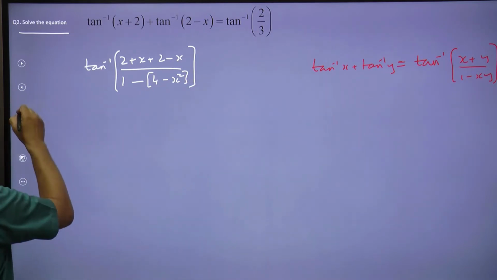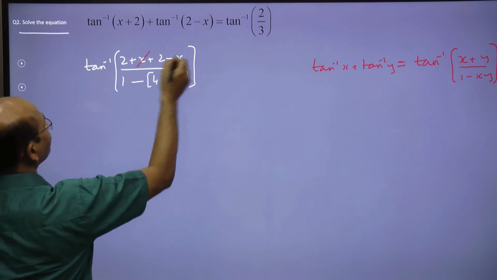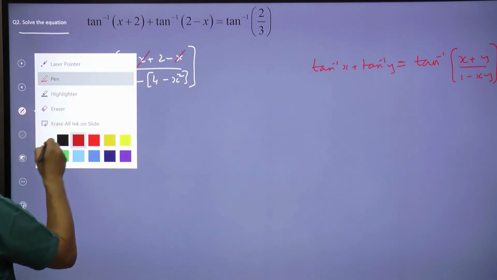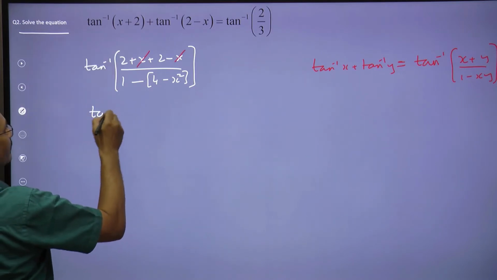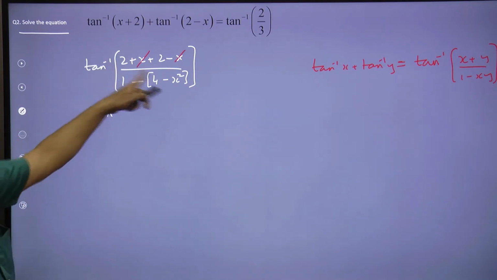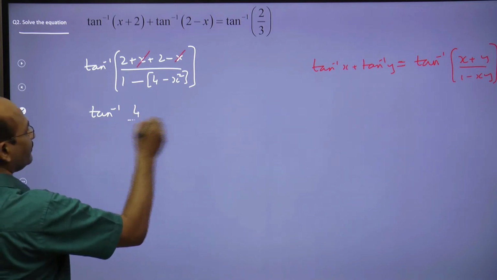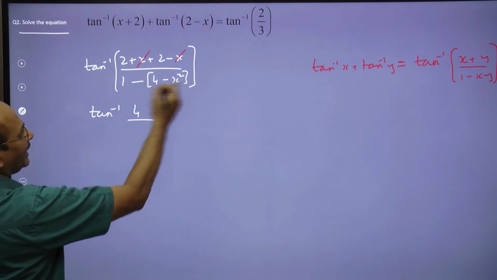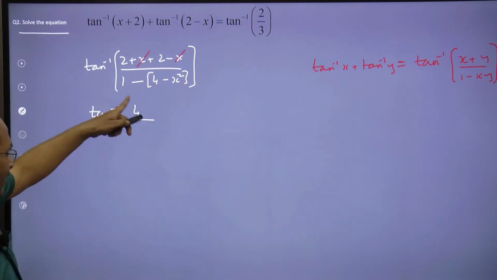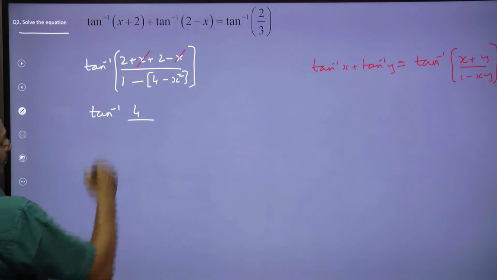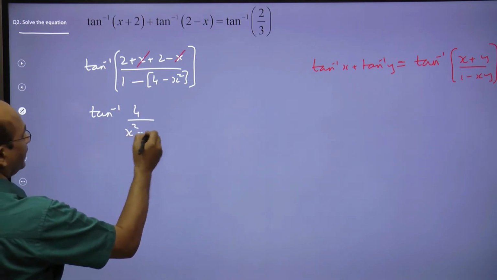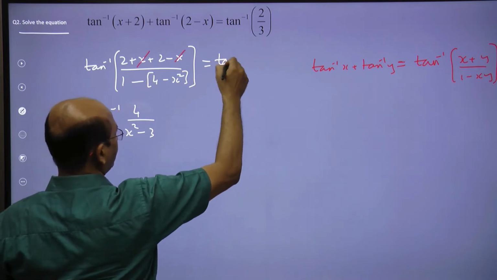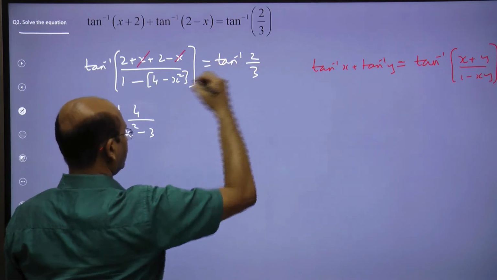Now I understand what I am trying to work out. I can cancel the x and open up this part and see what happens. 2 plus 2 becomes 4. It is just plain application of the formula. Then 1 minus 4 is minus 3, and minus 3 minus x square, so minus minus becomes plus: x square minus 3. Do not forget this portion here. It is equal to tan inverse 2 by 3.